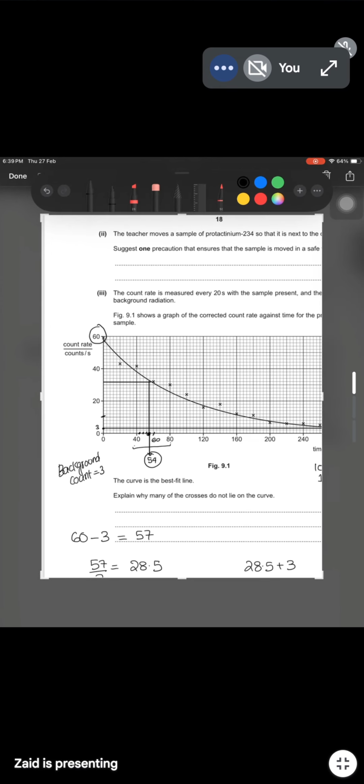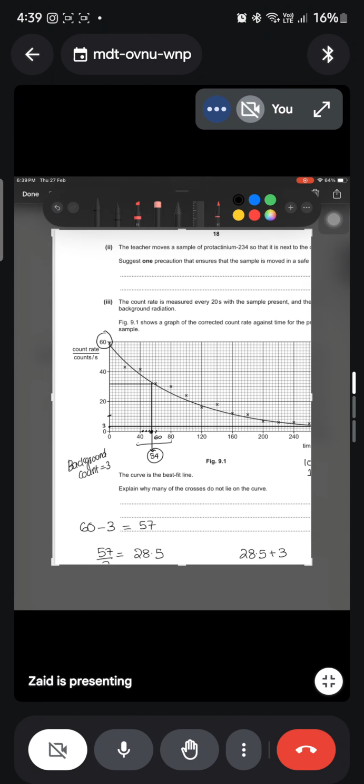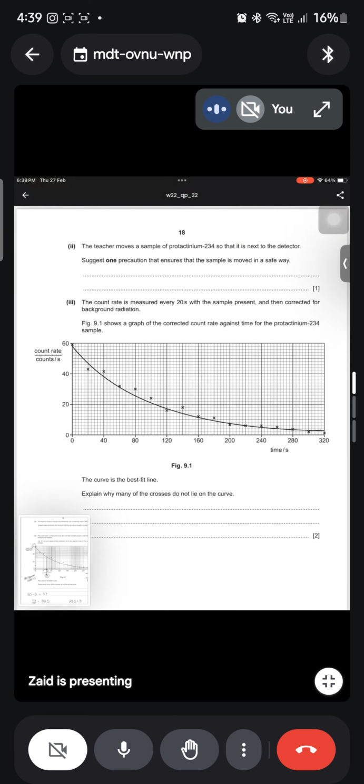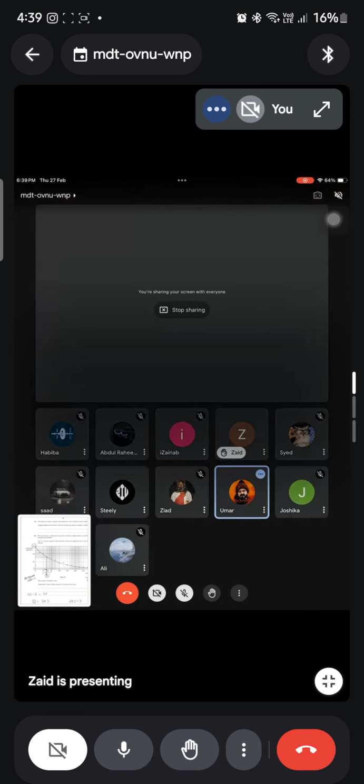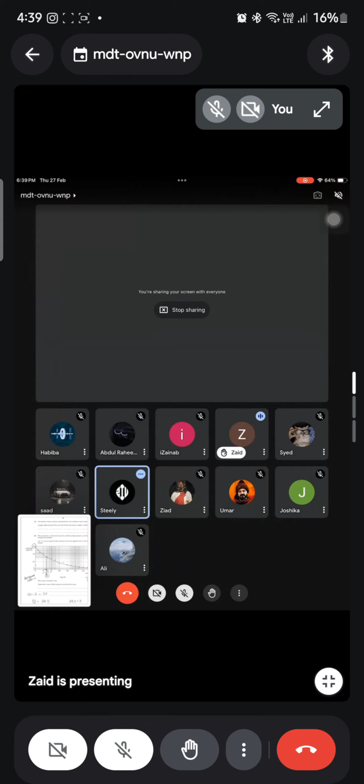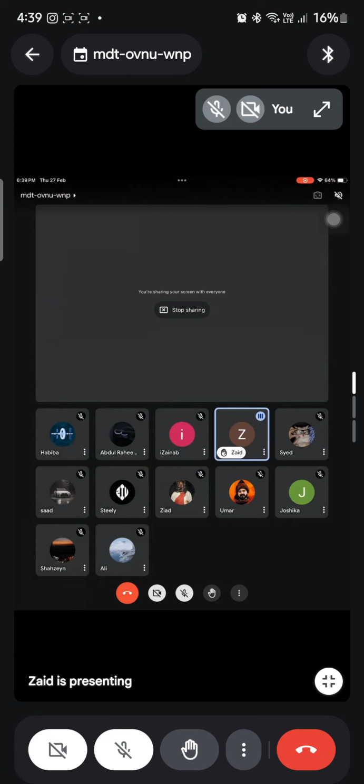Because radioactivity is a random process, so it's not always in the curve. Okay, it can occur, it has no fixed pattern. Sir, spontaneously. Achanak. Koi regular pattern nahi.